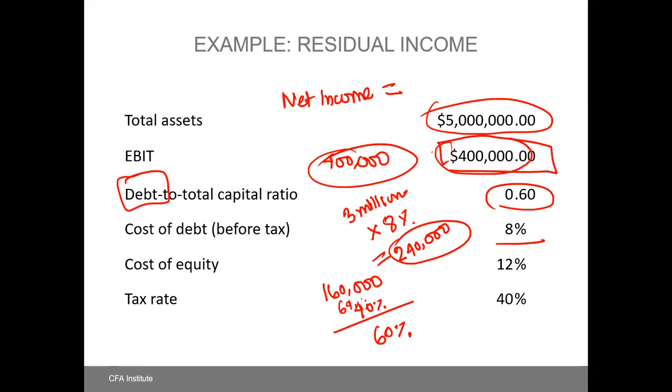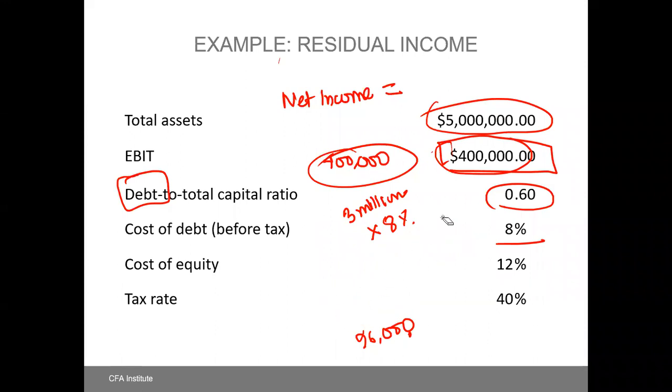So if we pay tax of 64,000, how much net income is remaining? We have net income remaining 96,000, right? So we have come up with a net income number. Now, how much of our capital is equity? We have the net income number here now.